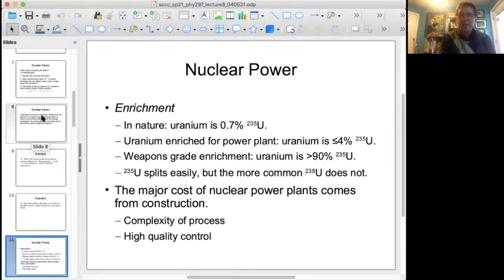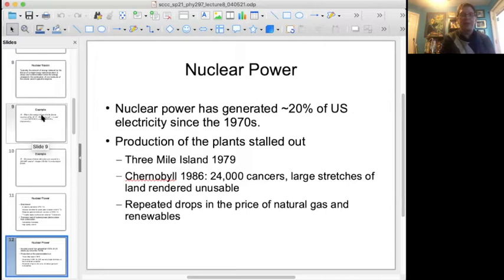The major cost of nuclear power plants comes from the construction. It's actually relatively cheap to maintain once you've got it up and going, but the cost of setting up the plant and establishing quality control and safety, and having the very complex process run smoothly, there's a very high upfront cost, which makes it kind of prohibitive compared to other energy sources that are out there.